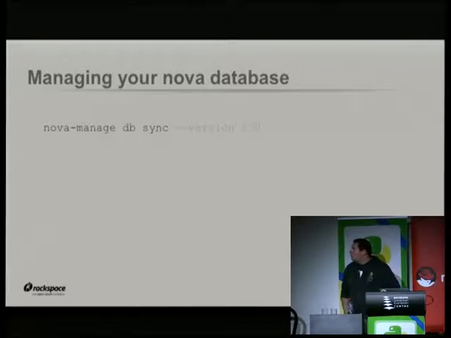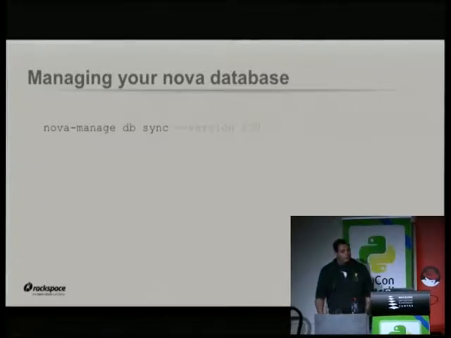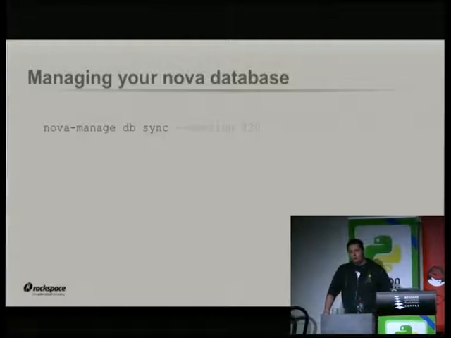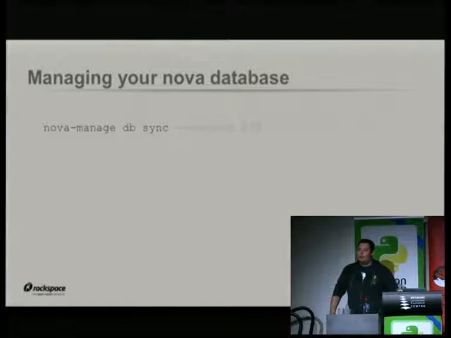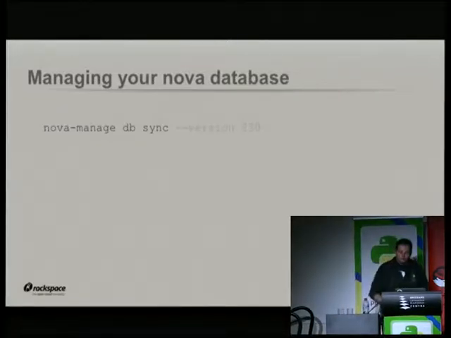So this is the command that Nova comes with to upgrade your database. It's just nova-manage db sync, and it will go up to the latest version schema file it has. They're just Python files in a directory with upgrade and downgrade methods. It will go to the latest one it can find. You can also just specify the version number, as you can see grayed out there, if you want to go to a specific version or if you want to go back a version.